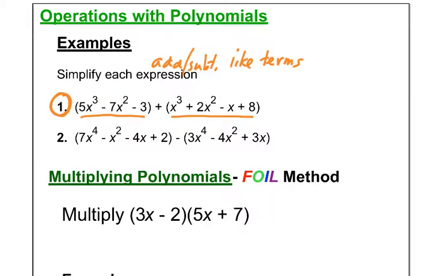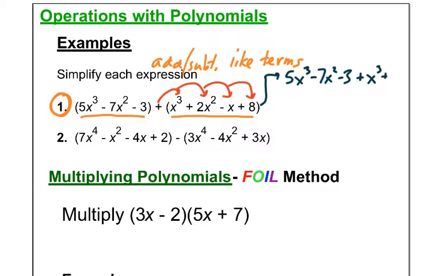Well, first of all, we're adding. So because we're adding, we don't have to really worry about distributing the plus. It's not going to change what's inside this parentheses. So if it's okay with you folks, I'm going to rewrite it without the parentheses. Here's what I have. I have 5x cubed. Notice I took out the parentheses. Minus 7x squared minus 3. And now I'm going to take out the next parentheses. I have plus x cubed plus 2x squared minus x plus 8.